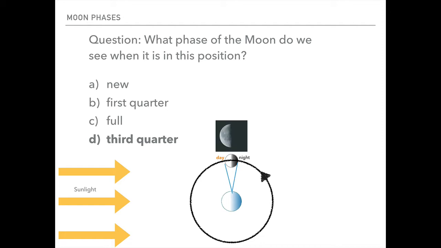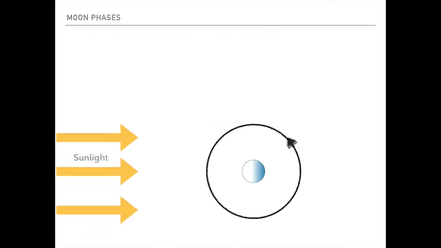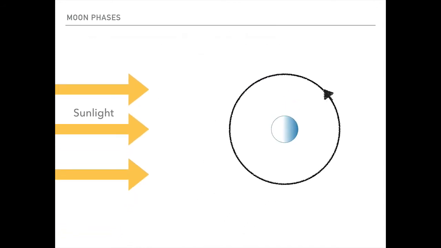We know this is third quarter rather than first quarter because the moon is 3/4 of the way around from the new moon position. To review, the moon's cycle of phases starts when the moon is here at the new moon position, where only its night side is facing Earth. Over the next few days, we begin to see a little bit of the moon's daylit side, with more each day, so it appears as a waxing crescent.